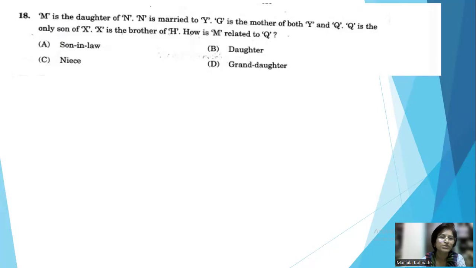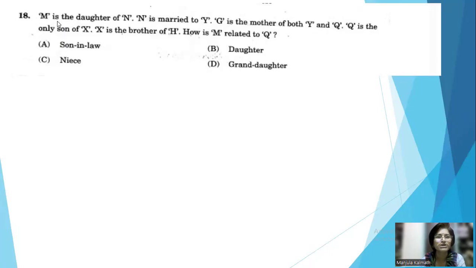So, continuing, the 18th question is a blood relation question. Identifying the blood relation is very important here. At least one question related to blood relations will be there. If possible, I'll schedule a separate video for this topic. Now let's dive into this question.